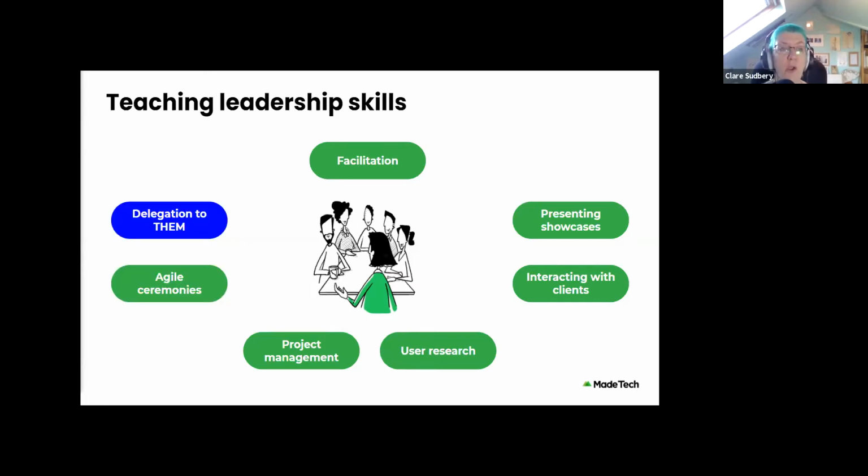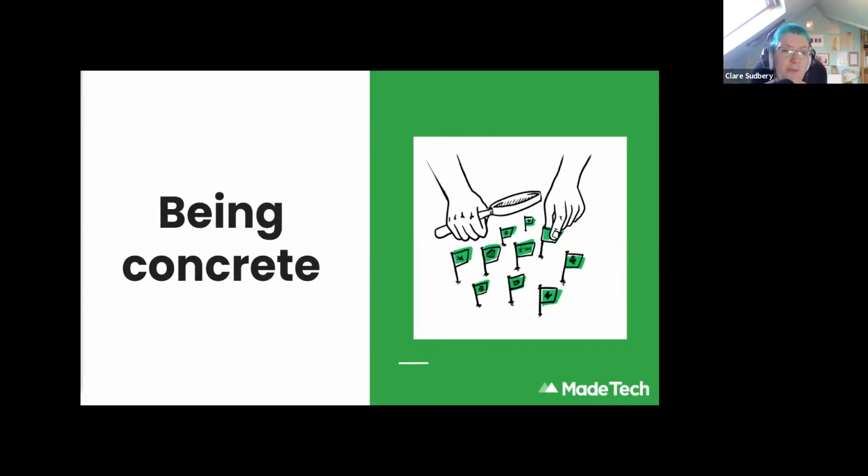And we are also delegating to them. So we're encouraging them to take control and take ownership for what they're doing, rather than us always being in charge, so to speak.